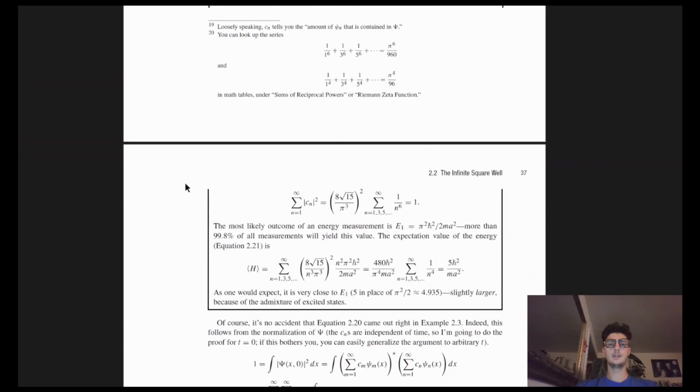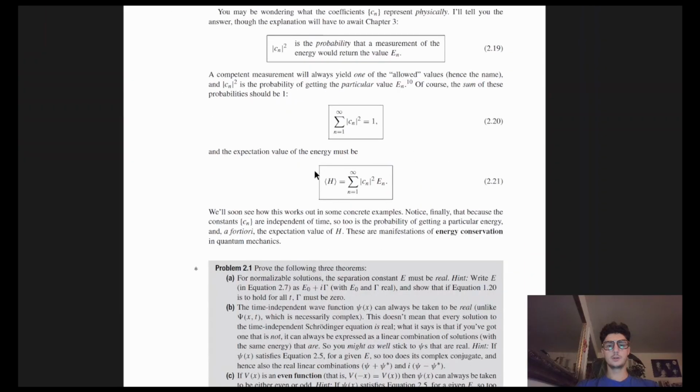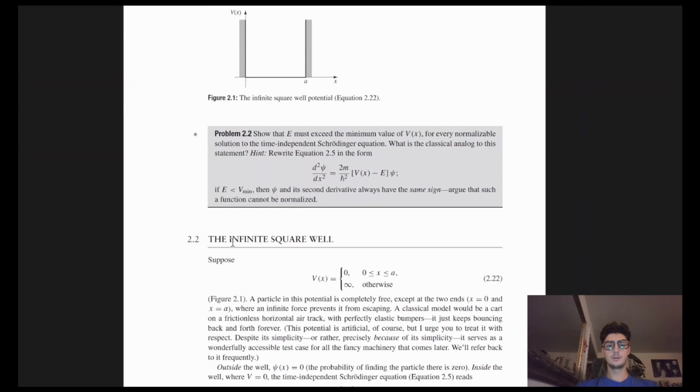So that was the section of the book on the infinite square well.